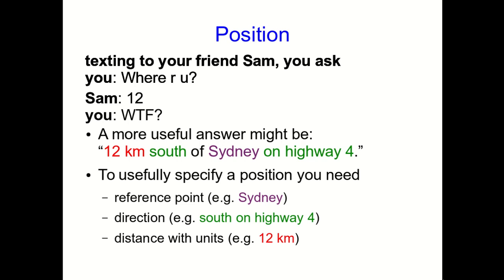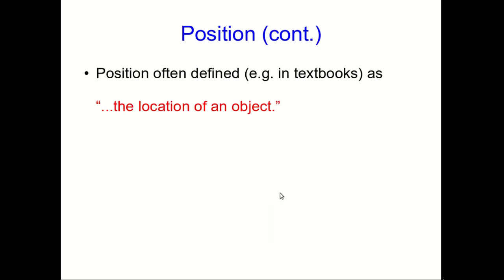To usefully specify a position, you need a reference point. In the case of the sentence above, that's Sydney. You need a direction from the reference point, for example, south on Highway 4. And you need a distance with units. You'll often find position defined in textbooks as the location of an object, but I don't think that's quite right. I can point at my coffee mug on my desk and say, "It's right there," and I've told you its location, but I don't feel I've given you its position.